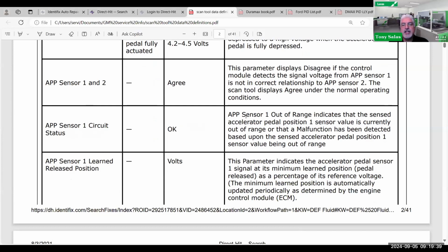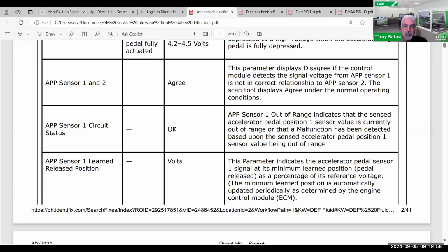So in this case, it's telling you the APP sensor 1 out of range indicates that the sensed accelerator pedal position sensor value is currently out of range, or that a malfunction has been detected based upon the sensed accelerator pedal position 1 sensor value being out of range. So there you can take a quick look.